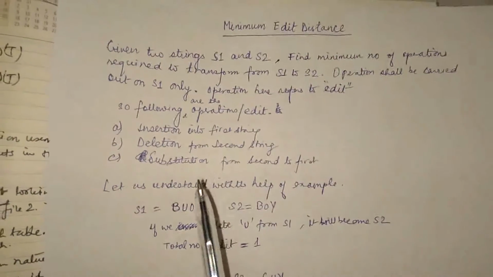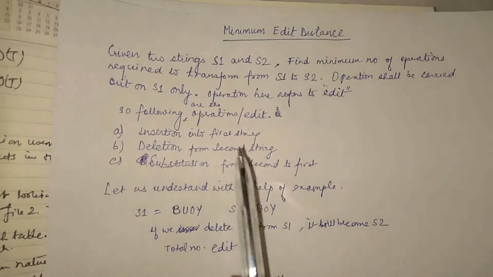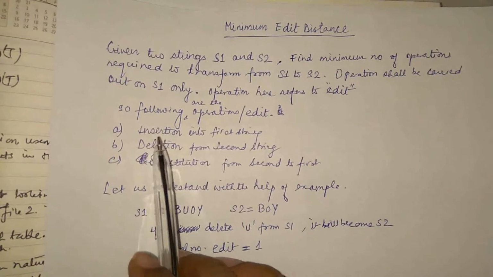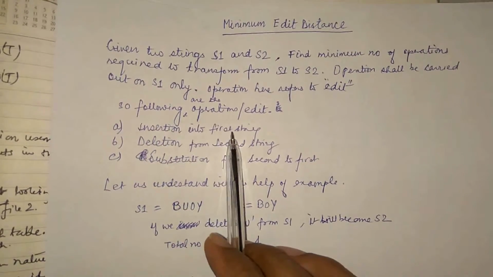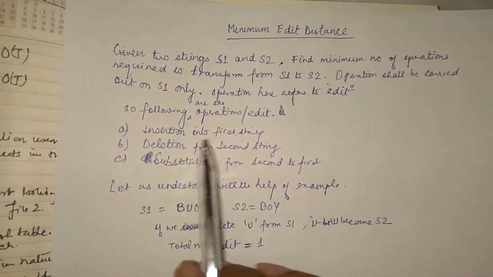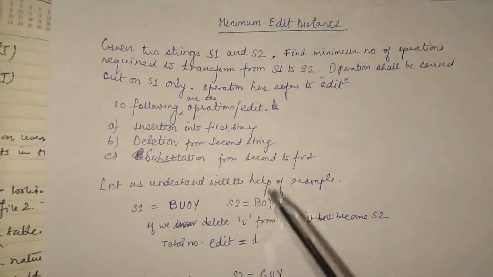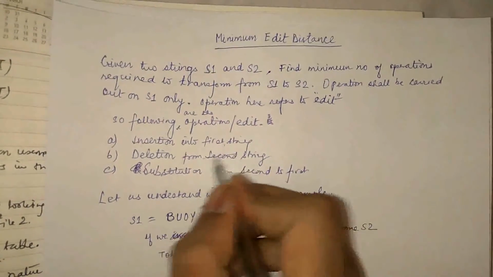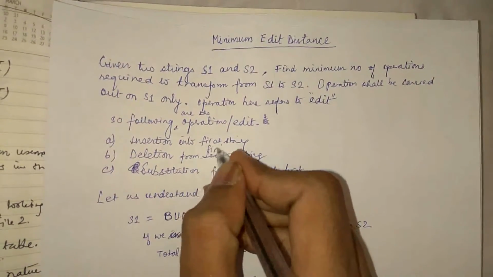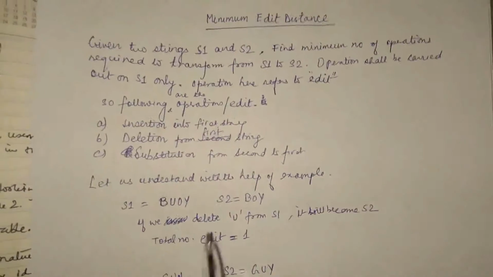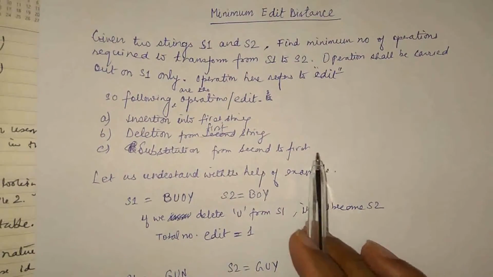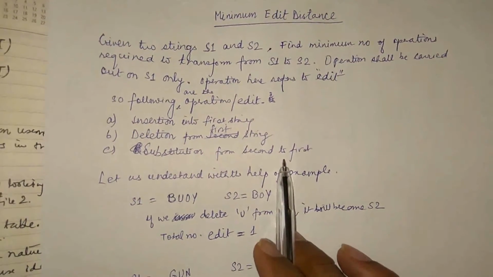So what are the permissible operations? Permissible operations are insertion into the first string only, deletion from the first string only, and substitution from second to first.